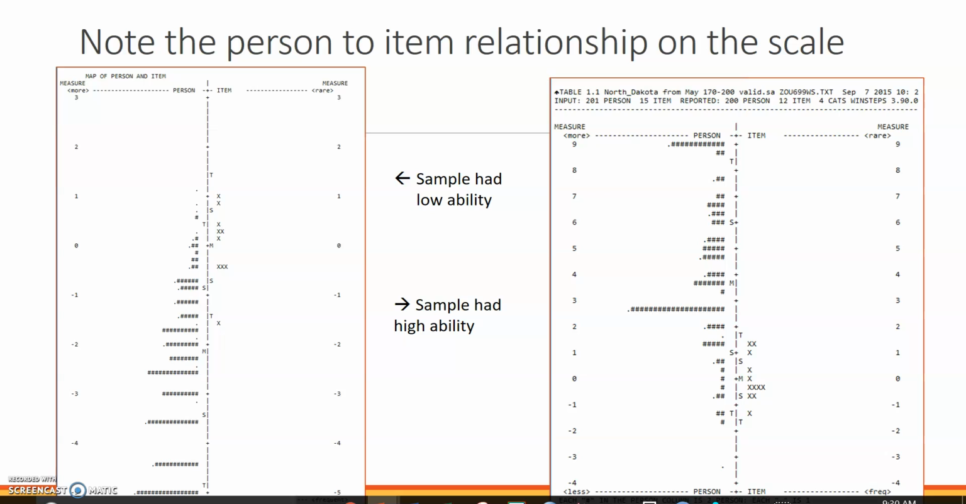And so we can see here, you always locate your 0 first. So where is the 0? And we can see our items are right around the 0. Same here. So here's our 0 down here. And we can see our items are right around the 0.